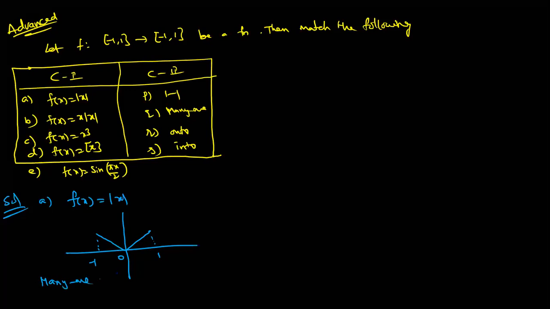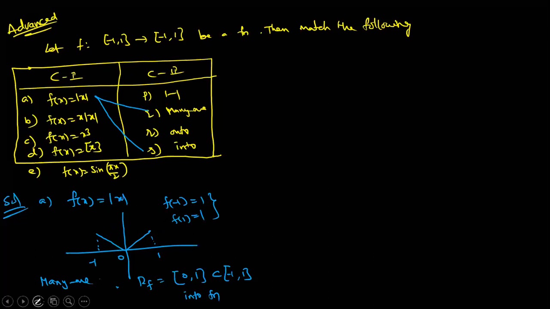Okay, fine. But what is the output coming here? What is the range of f? The output mod x: you can take -1 also 1, that means 0 to 1 is coming. But it is a subset of codomain. So it is into function. So this is many-one and into function. Any doubts, dear students? Clearly, f(-1) is 1 and f(1) is 1. Both have the same images. With the graph, you can say directly also.